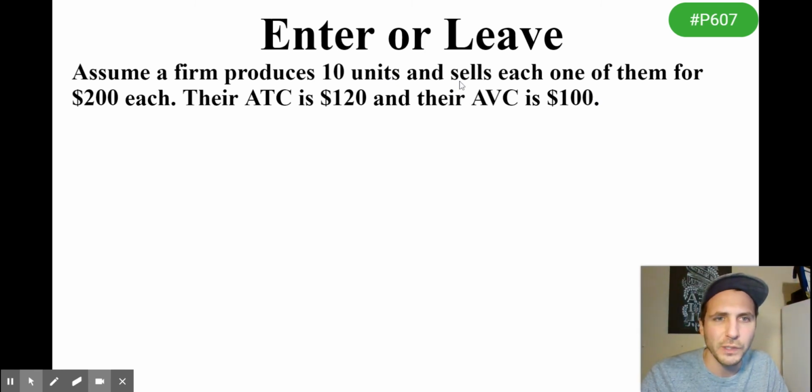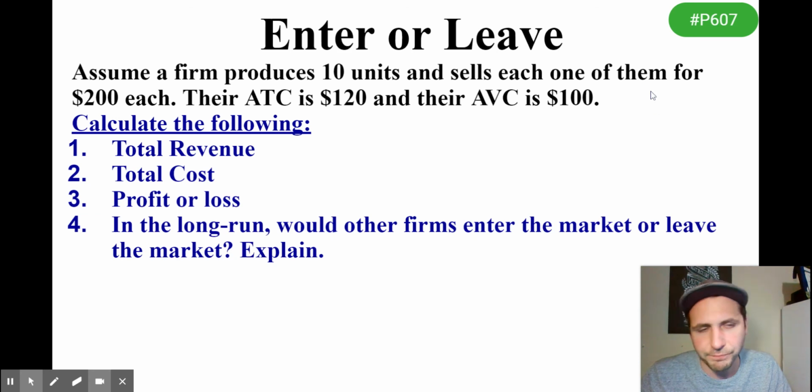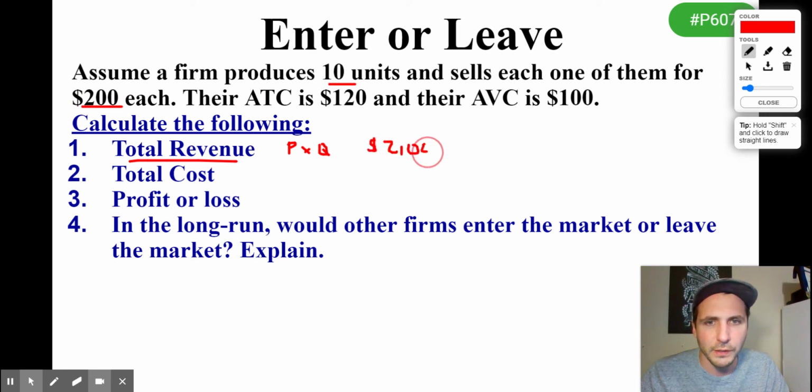Assume a firm produces 10 units, sells each of them for $200 each. Average total cost is 120. Average variable cost is 100. Let's calculate these again. So again, I'm going to go super fast just for the sake of time, but you can pause this and try them out on your own if you want. So total revenue, we know, is going to be my price times my quantity. My price is $200. My quantity is 10. So my total revenue is going to be $2,000.